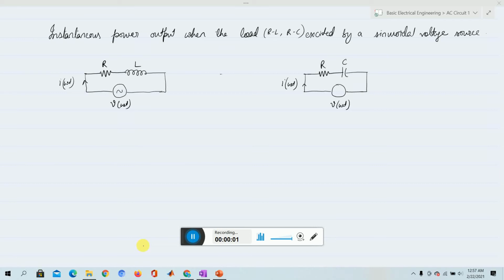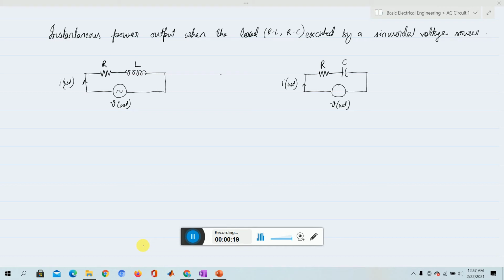Welcome to another video of Basic Electrical Engineering. Here we discuss the instantaneous power output when the load is a combination of RL and a combination of RC. We will do it together so that you can have a comparison between them.